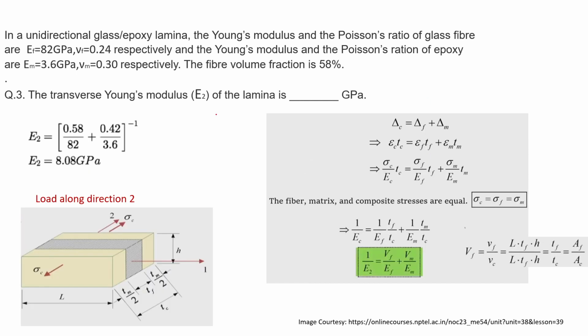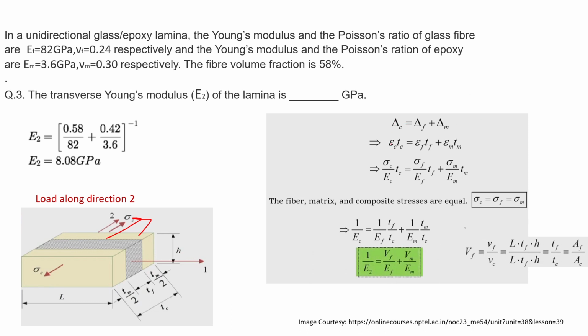And the next question, for the same given data, they are asking for the transverse Young's modulus of the lamina. When we are considering the transverse Young's modulus, we say that the load is along direction 2. So if there is a load in this direction, the total change in length of the composite will be equal to the change in length of the fiber plus the matrix. The change in length is equated to the actual thickness of the composite and the strain of the composite, as strain is equal to the change in length divided by the initial length.